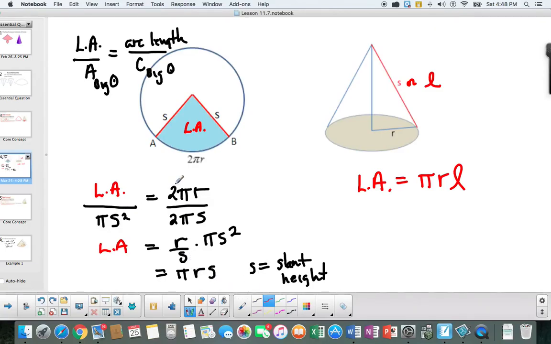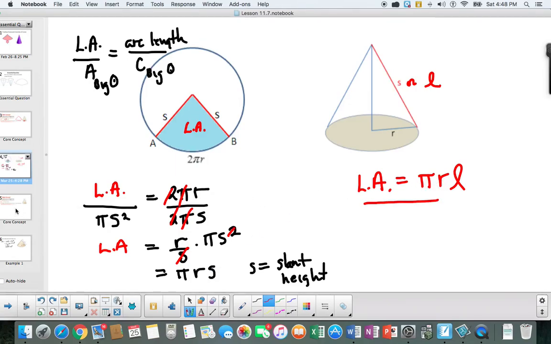What we can do is reduce, and then cross multiply, and when I do that I'm going to get one of the s's to reduce, and then I'm going to get pi r s, where s represents this slant height. It represents the radius of the big circle. Now in mathematics we a lot of times call this l for slant height. So I'm going to take this s and write l.